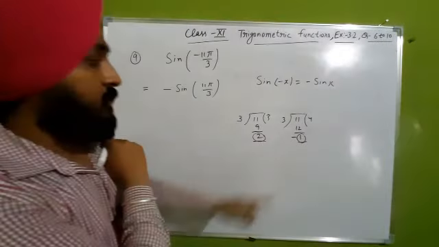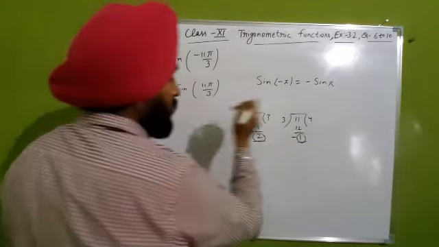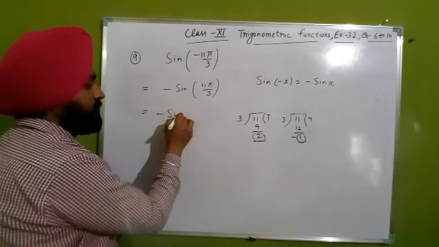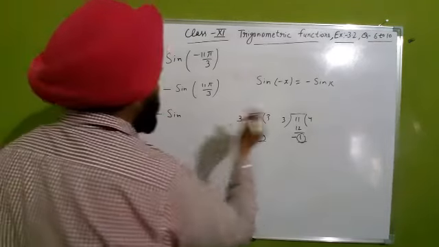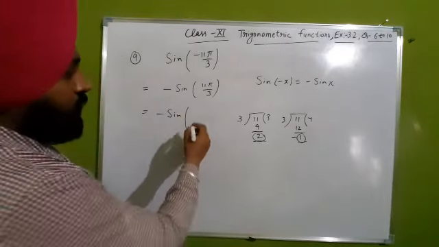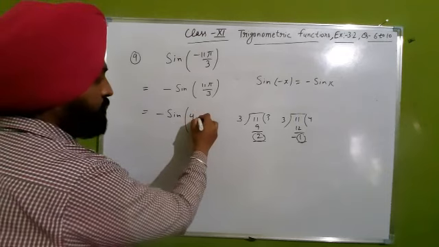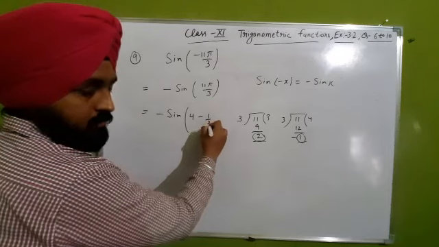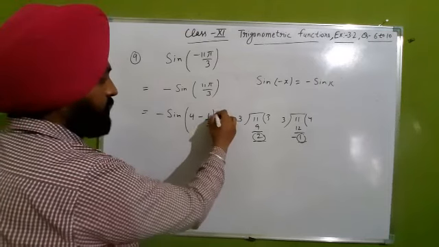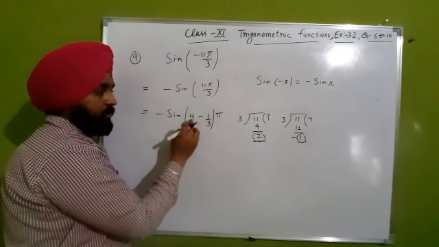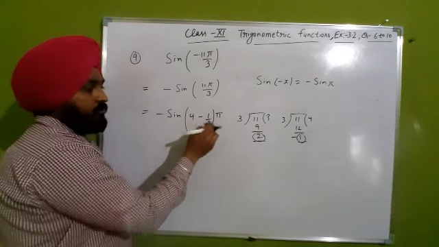That is 1, so we have to go for 3. Yes, but it can be written as minus sine 3 by 4, 12, minus 1 over 3 pi. So you will get 11 over 3. 4 times 3 is 12, 12 minus 1 is 11, 11 over 3.